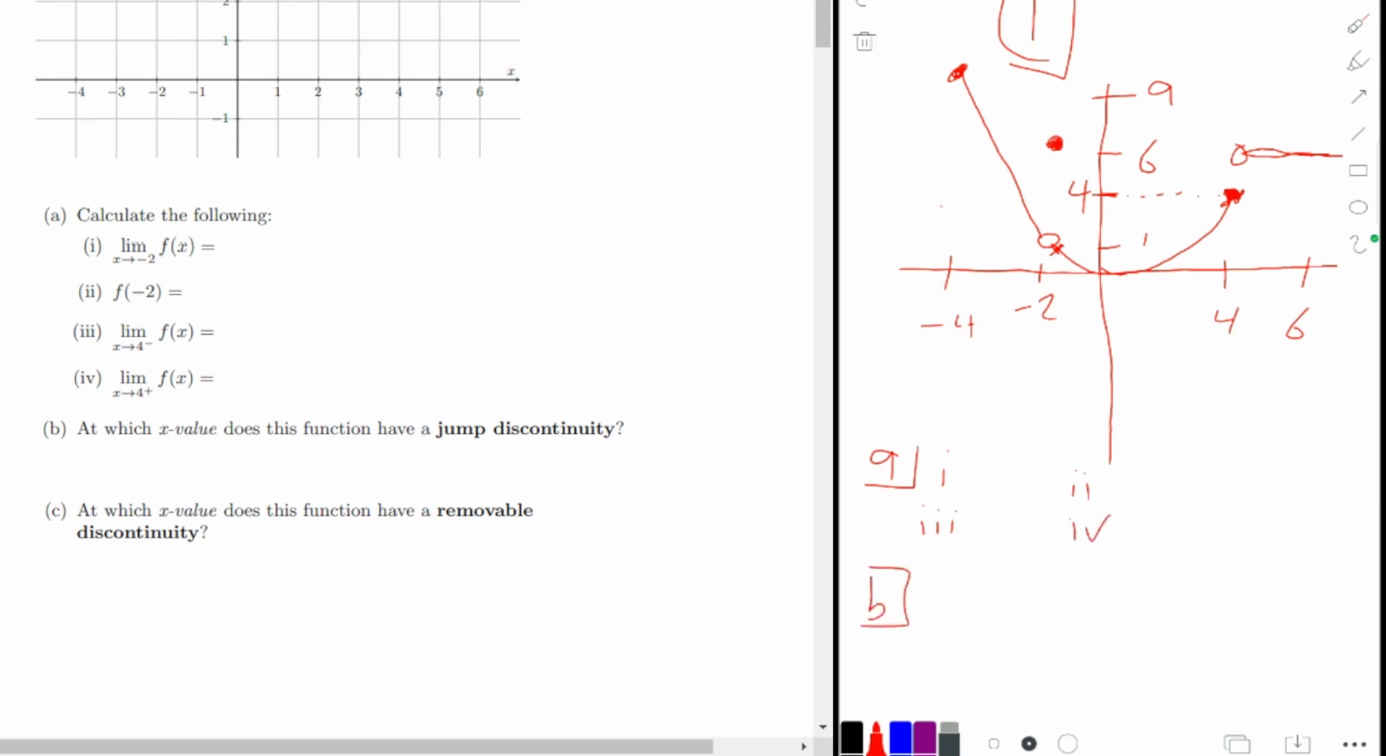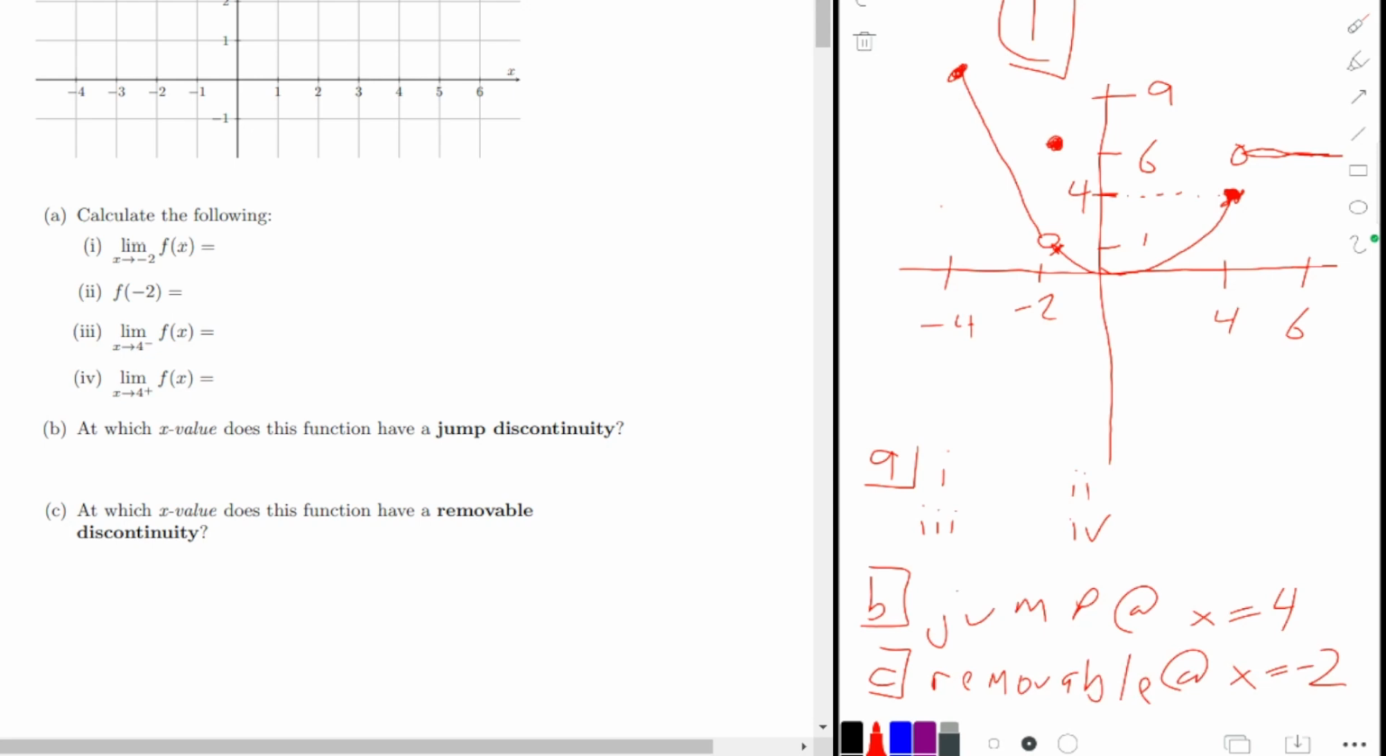B, the jump discontinuity is at x equals 4. And C, the removable is at x equals -2. Sorry, there was schmutz on my tablet.